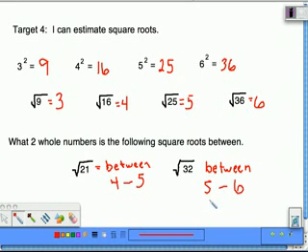And if I would check on a calculator, the square root of 32 is actually 5.656. And then it continues on. So I was pretty close in my estimate of 5.6 or 5.7.